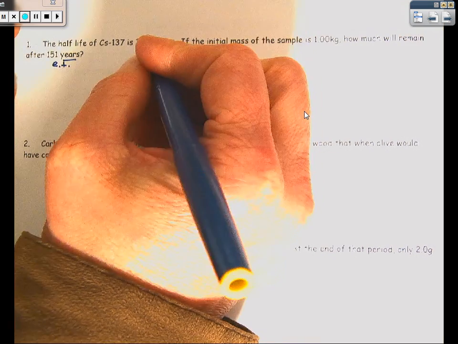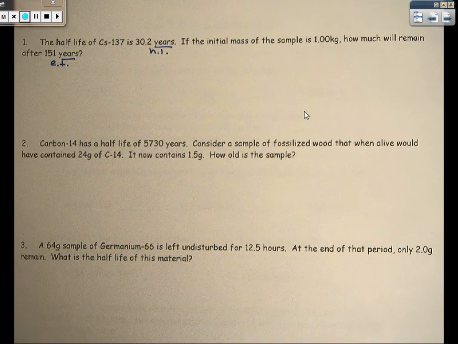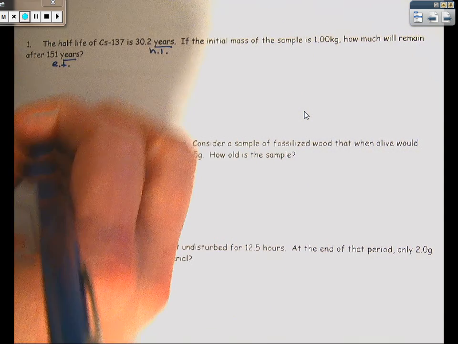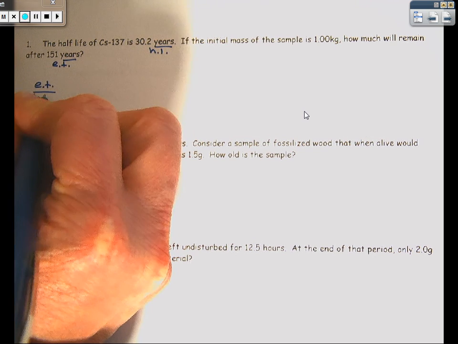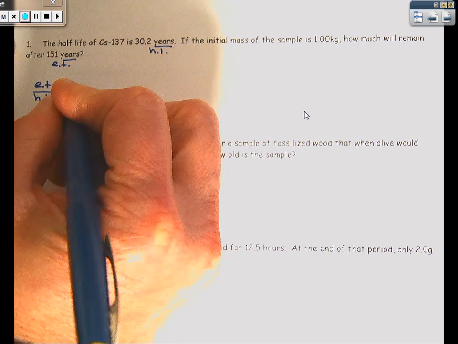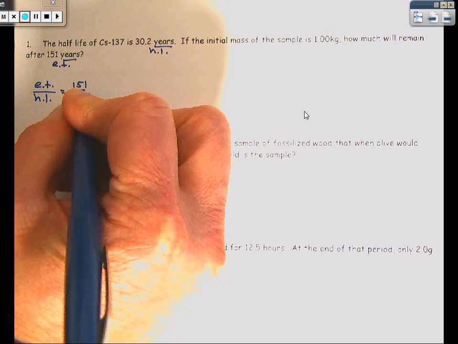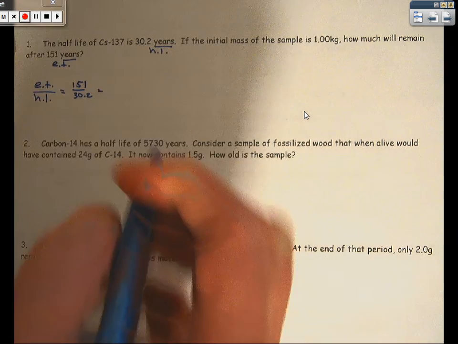And we have the half-life, the amount of time it takes for half the atoms in the sample to undergo their decay process. Whenever we have this combination of times, we're going to take the elapsed time and divide it by the half-life to figure out how many half-lives have passed. So in this case, 151 divided by 30.2 is 5 half-lives.